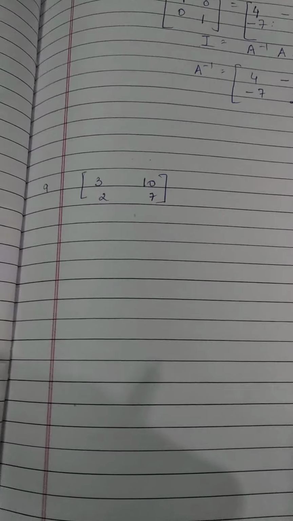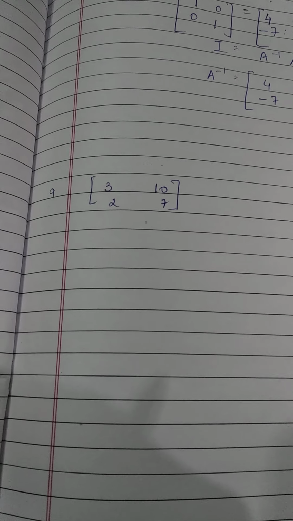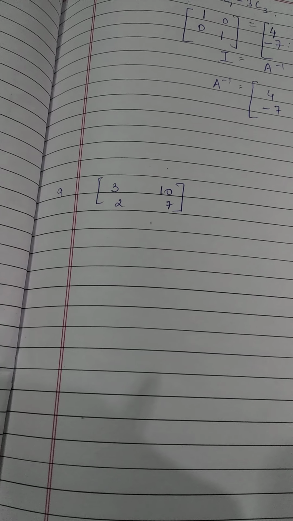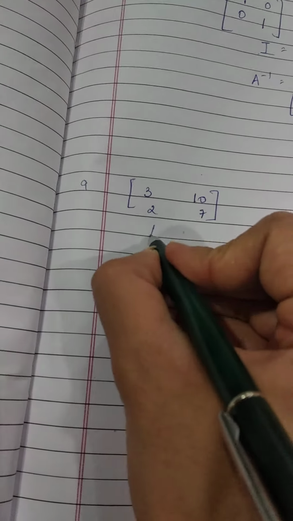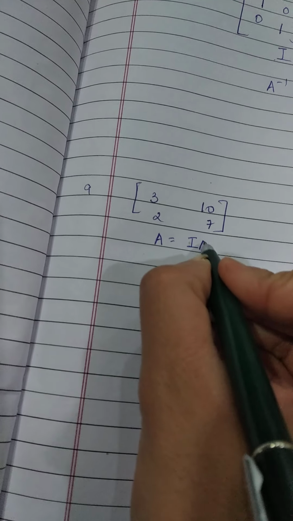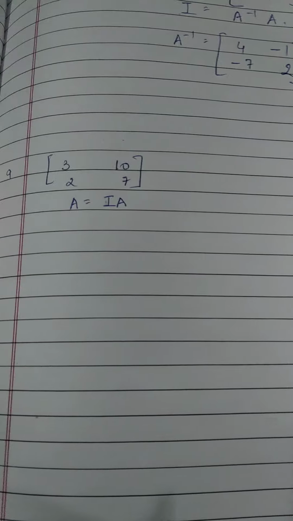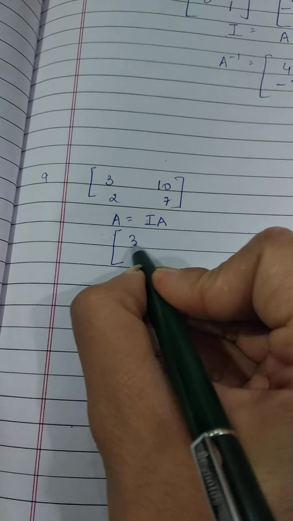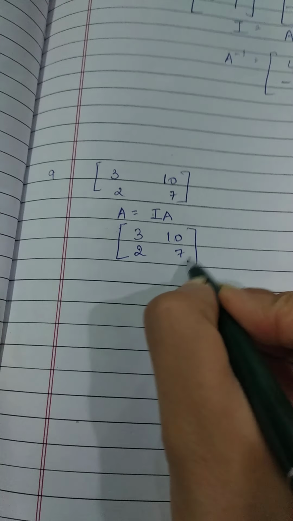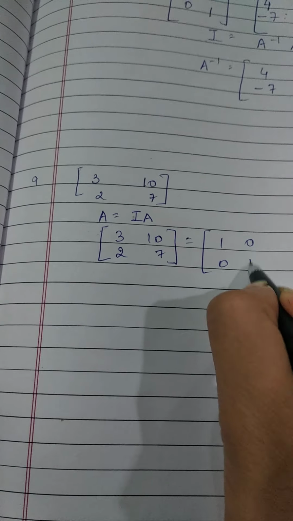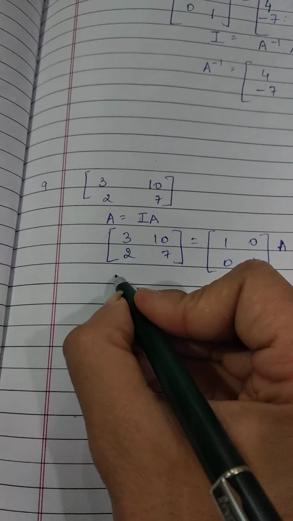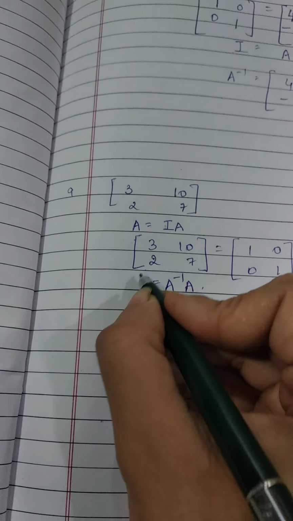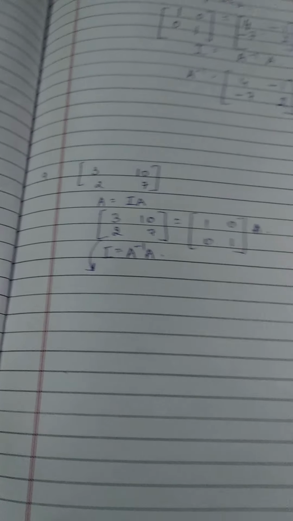Coming to the next question, question number 9. We have 3, 10, 2 and 7. Right? We will try and use the row transformation over here. So I can write A is equal to IA, the very first step. Just write down, this is 1, 0, 0 and 1, and this is A. I have to convert it into I is equal to A inverse A. So this matrix has to be converted into an identity matrix.